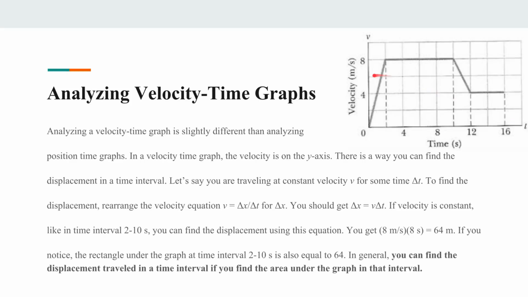So now we're going to analyze another type of graph, velocity time graphs. Analyzing a velocity time graph is slightly different than analyzing position time graphs. In the velocity time graph, the velocity is on the y-axis, the vertical axis. There is a way you can find the displacement in a time interval. I'm just going to put it on draw mode.